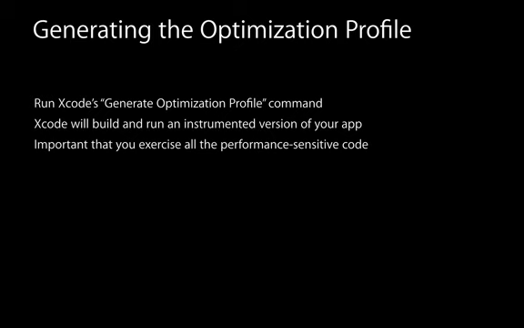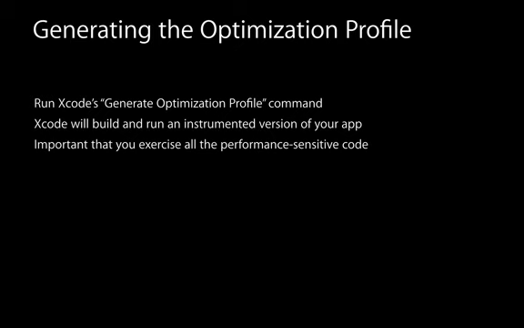As you're running your app, keep in mind it's important to exercise all of the code that's important for your performance. If I have a game with three different levels, and I only play the first level of my game, the compiler is going to assume that that's the only thing that really matters and not work as hard on the other levels.